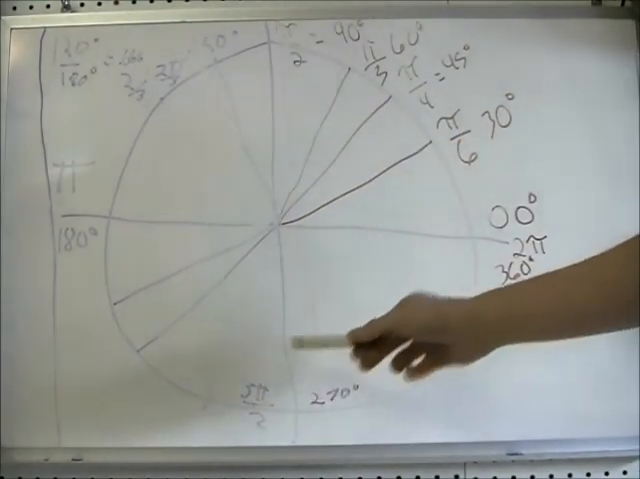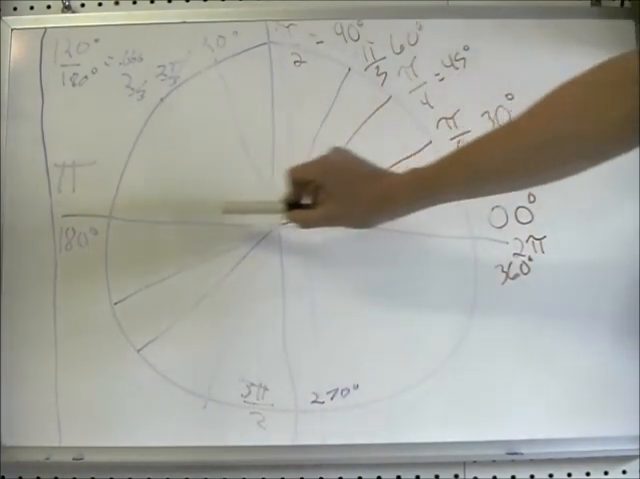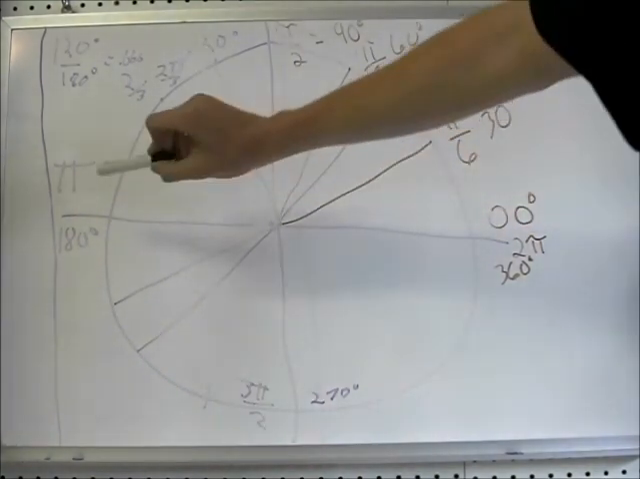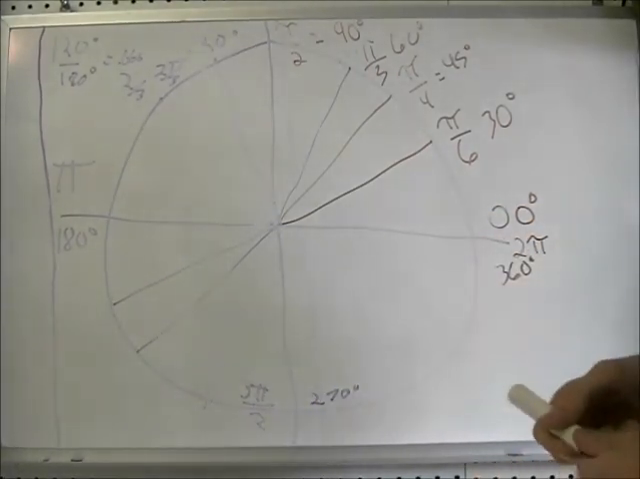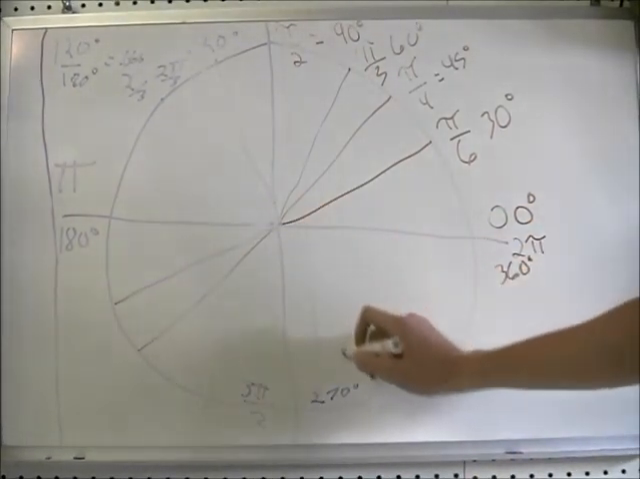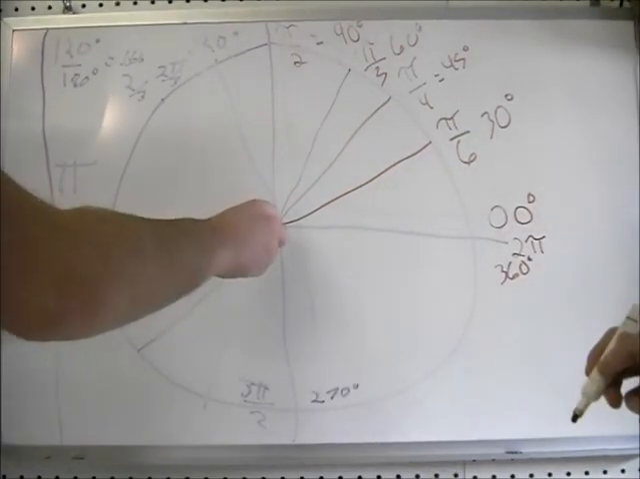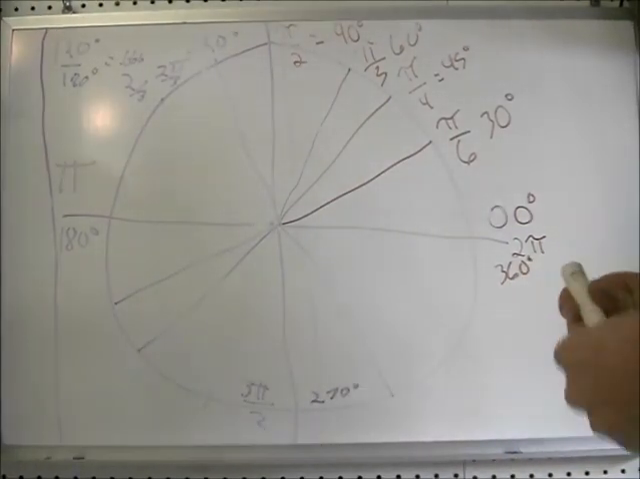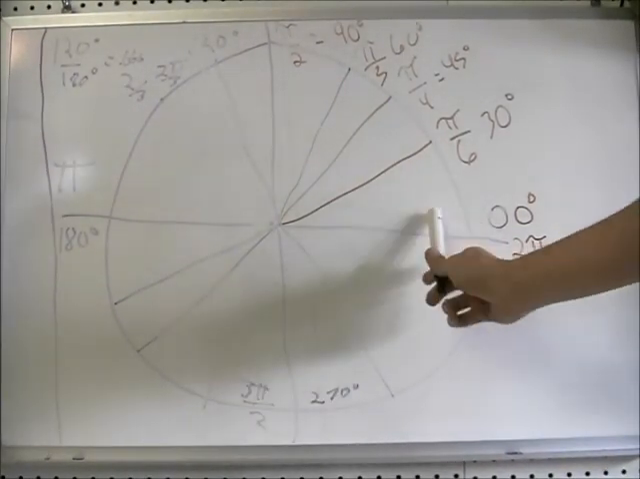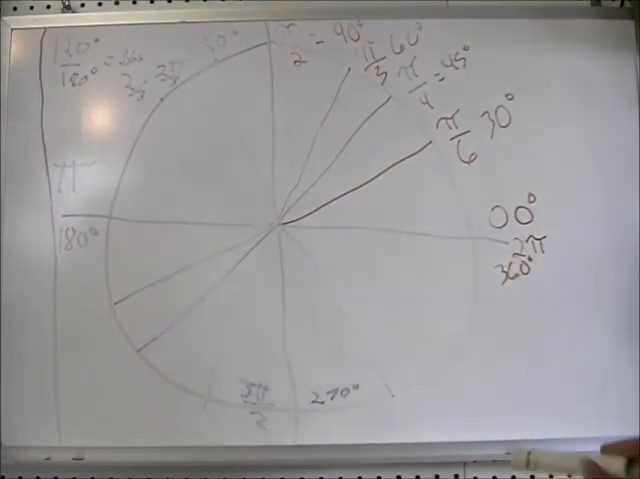Just add 30. But just remember, it always has to be however far away from the horizontal axis. So if you add 30 to 270, that will be 300 degrees, except since it's away from that, it's 60 degrees away.